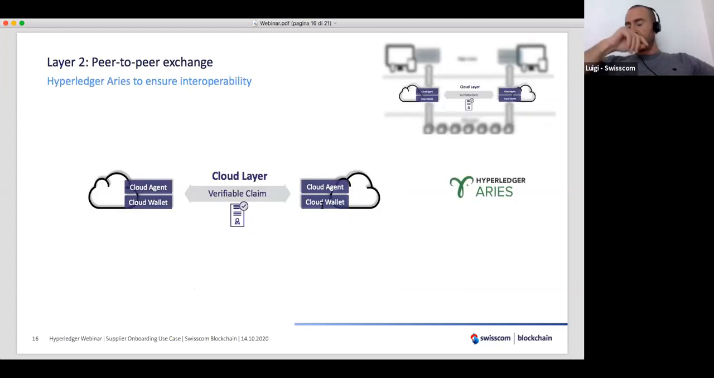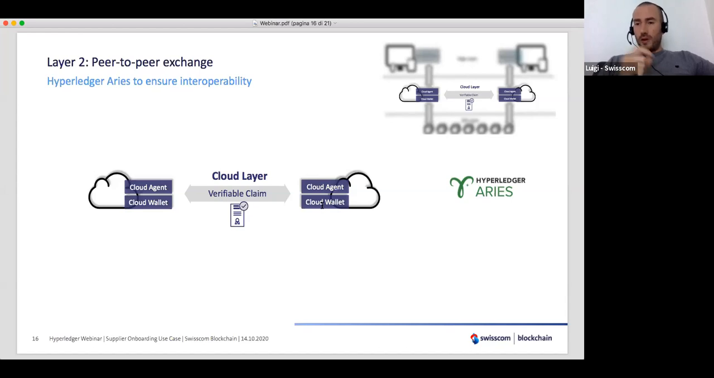Then the second layer is about exchanging data. Whenever the supplier wants to send data to Pharma2, or whenever Pharma2 has to issue a credential to the supplier, there is a peer-to-peer exchange of digital information that needs to be done somehow. Very similarly to an email, if I have to send an email to my colleague, I just send an email. But in this particular case, the peer-to-peer exchange of data follows a different type of communication stream. Of course, it's still based on TCP/IP, so on internet protocol, but the standardization below is slightly different.